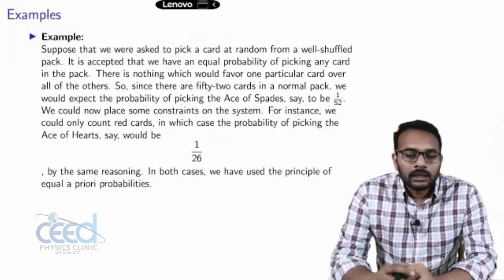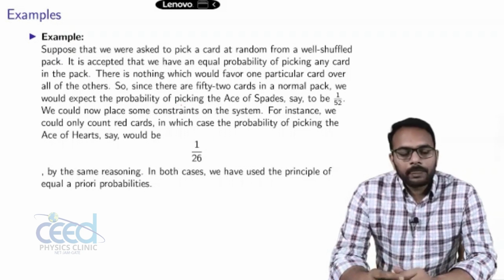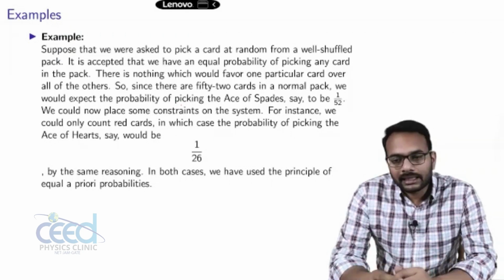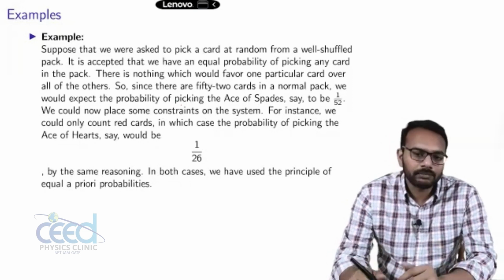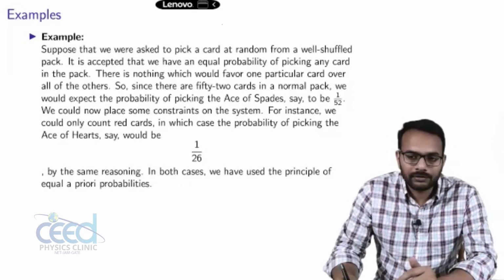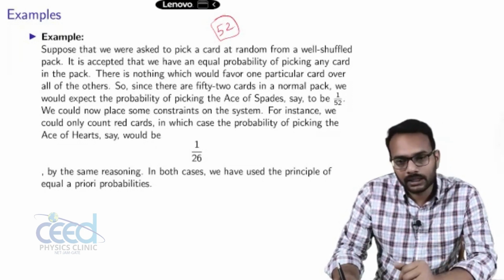Okay, നമുക്ക് കുറച്ച് എക്സാമ്പിൾസ് ആണ്. ഈ പറഞ്ഞ പ്രോബബിലിറ്റി കോൺസെപ്റ്റ്സ് ഒക്കെ എവിടെയാണ് ഉപയോഗിക്കുന്നത് നോക്കാം. Suppose we are asked to pick a card at random from a well shuffled pack. ഇപ്പോൾ ഒരു പാക്കിൽ എത്ര കാർഡ്സ് ഉണ്ടാവും നമുക്കറിയാം, 52 കാർഡ്സ് ഉണ്ടാവും. ഒരു കാർഡ്സിന്റെ പാക്കിൽ 52 കാർഡ്സ് ഉണ്ടാവും.